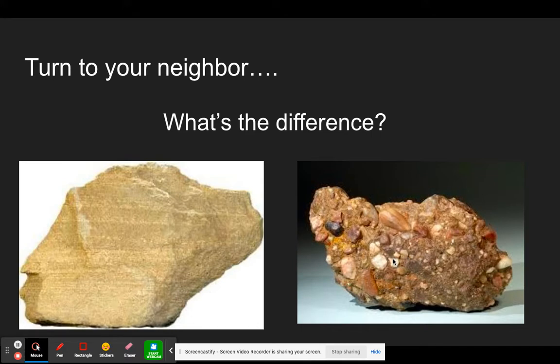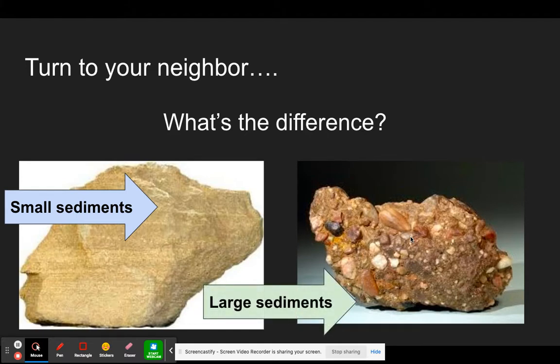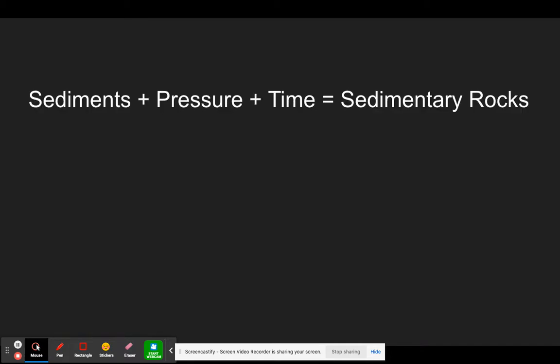And usually you would find this when a riverbed dried up and got turned into rock. And we're going to talk about the process of that here in a few minutes. But doesn't this just remind you of the bottom of a riverbed? That's where it was at one point. So small sediments versus big sediments, that's really the difference here. But the processes that made these are pretty similar.